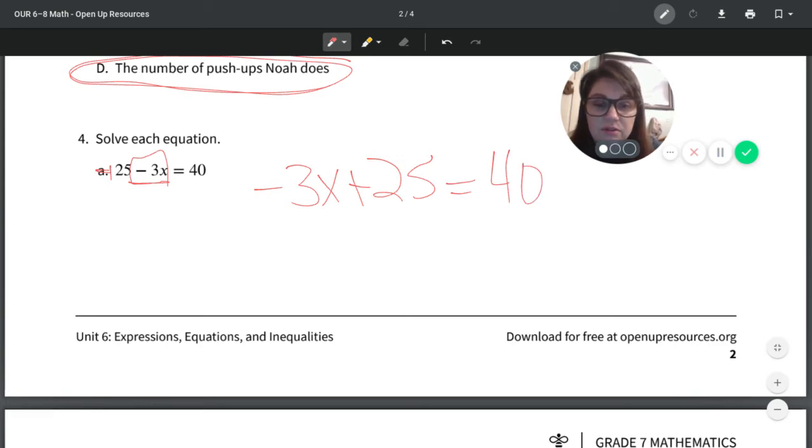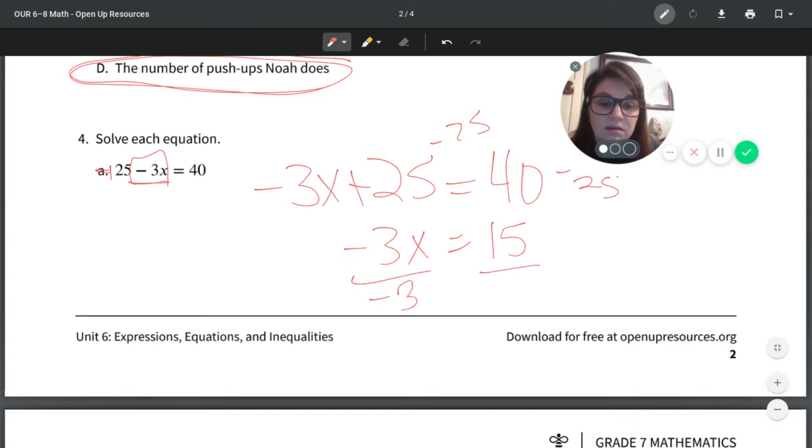Well, first thing we need to do, subtract the constant from both sides. And that gives us negative 3x equals 15. Then we have to get rid of the coefficient. The way we do that is divide it by itself. And we see that x is equal to negative 5.